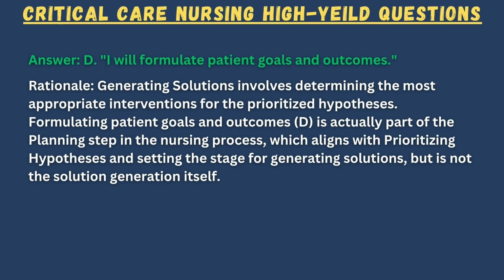Rationale: generating solutions involves determining the most appropriate interventions for the prioritized hypotheses. Formulating patient goals and outcomes, D, is actually part of the planning step in the nursing process, which aligns with prioritizing hypotheses and setting the stage for generating solutions, but is not the solution generation itself.